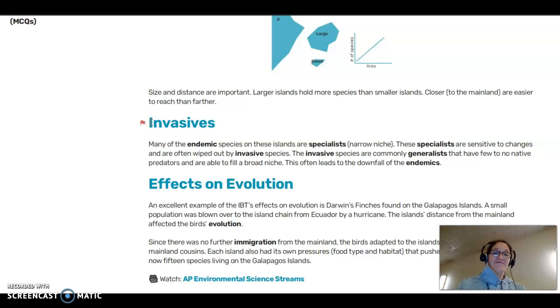And so when you have a specialist occupying a niche and a generalist invasive species moves in, that invasive species is typically a much better competitor. And if they're better competitors, they're going to win. Winning in this case means they're going to become more populated, and they literally can push out the endemic species, pushing them to extinction.